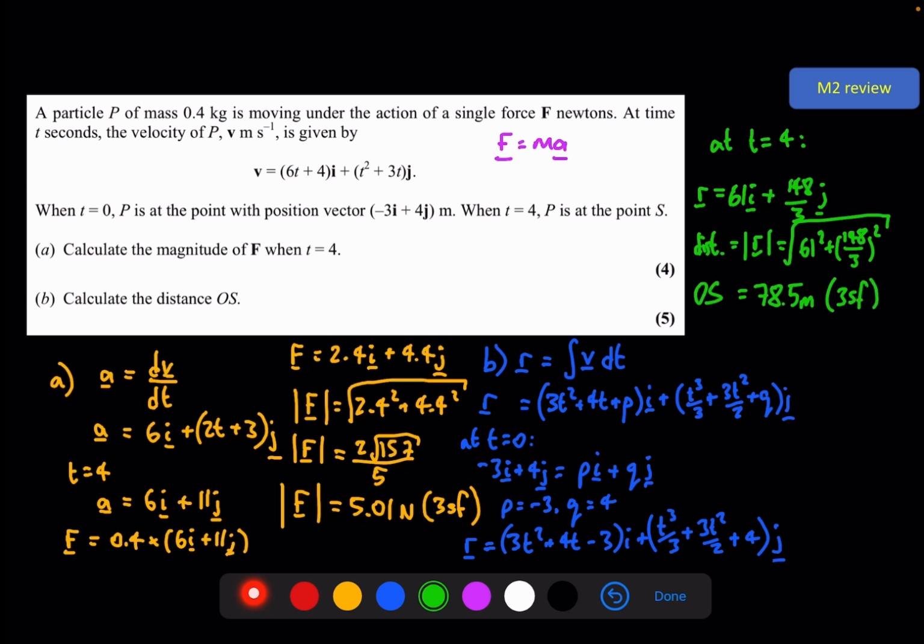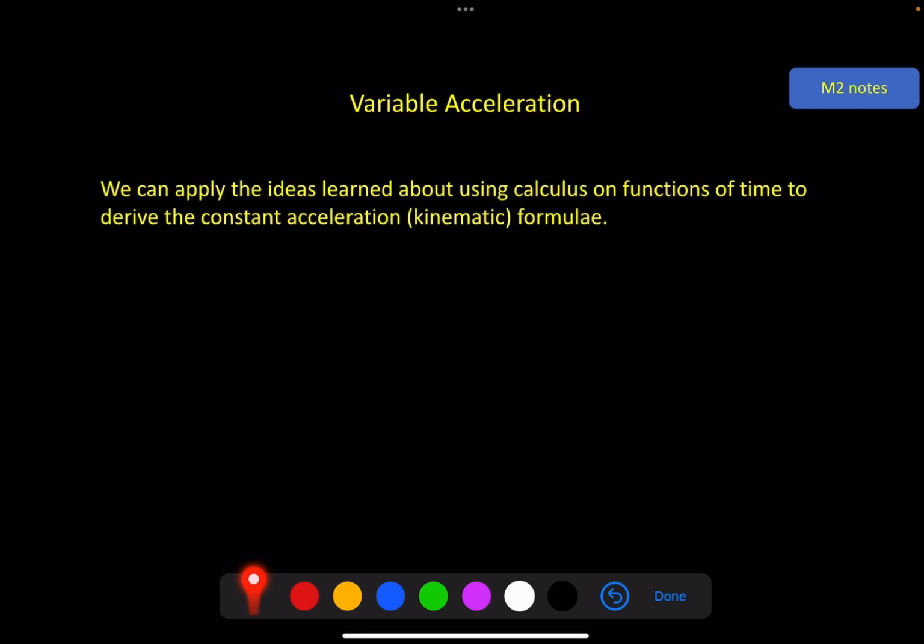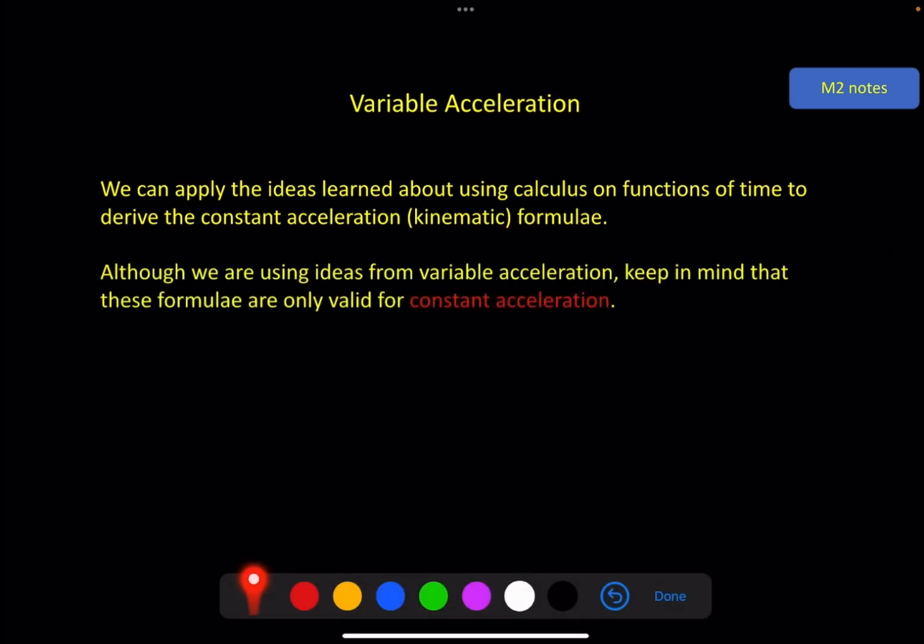And that is OS. In this video, we're going to apply what we've learned so far to derive the constant acceleration formulae. We can apply the ideas learned about using calculus on functions of time to derive the constant acceleration formula, sometimes called the kinematic formula. Although we're using ideas from variable acceleration, it's very important that you keep in mind that these formulas are only valid for constant acceleration. That's an absolutely key element of how we're going to derive them, and it's only going to be valid in this context.